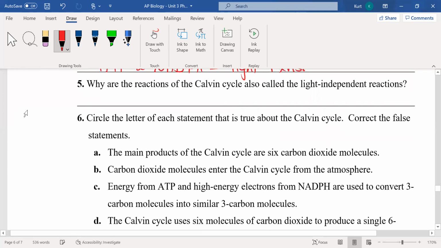Number 5, why are the reactions of the Calvin cycle also called light-independent reactions? Light is not a reactant.